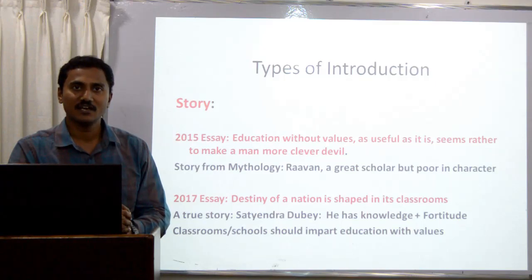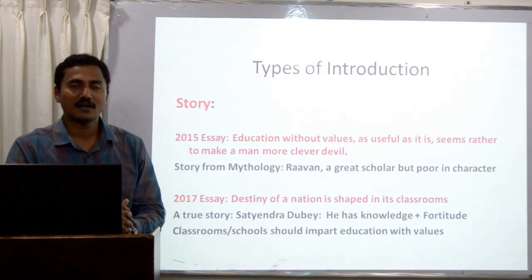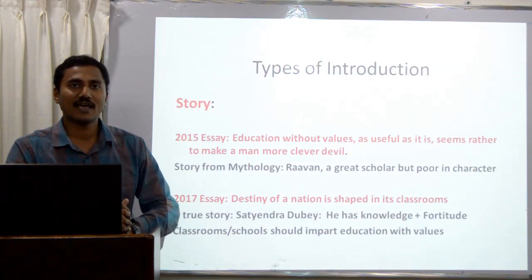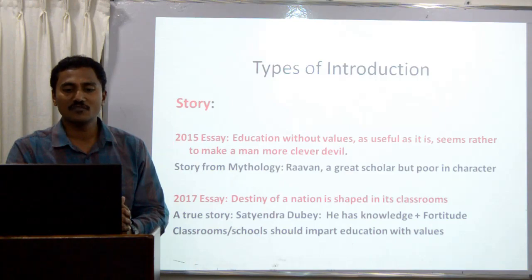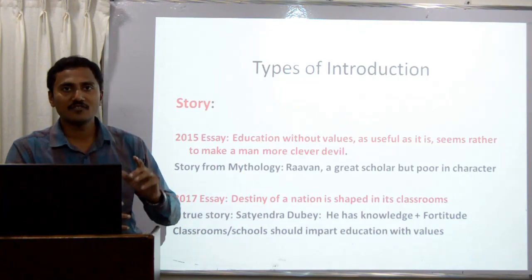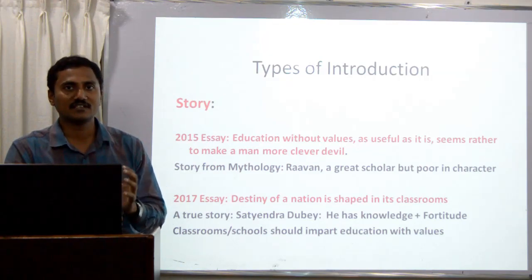For this essay, you can start with a story from Indian mythology about Ravan. Ravan is a great scholar, well educated; however, he does not have good ethics, moral values or character. So, you can start a story with him. You can say he has good education but no values, because of which he is more a clever devil. And after starting the essay in that fashion, you can go on to write about the other aspects of the essay.